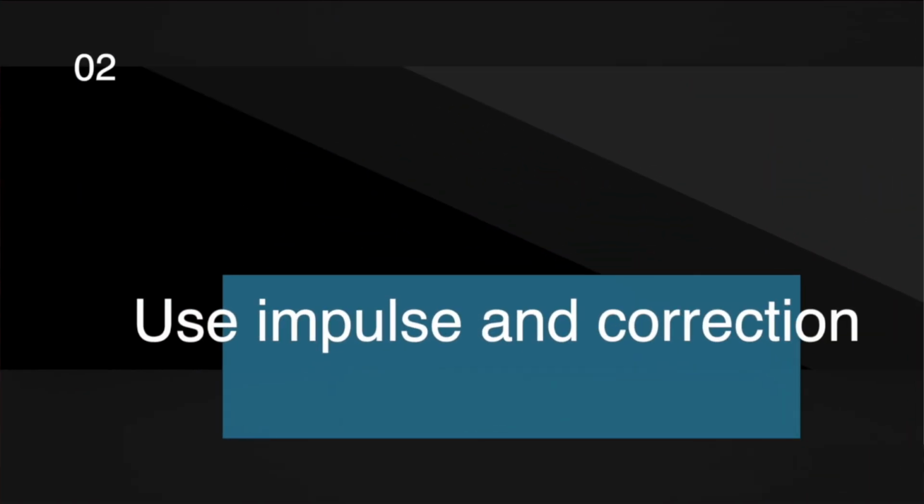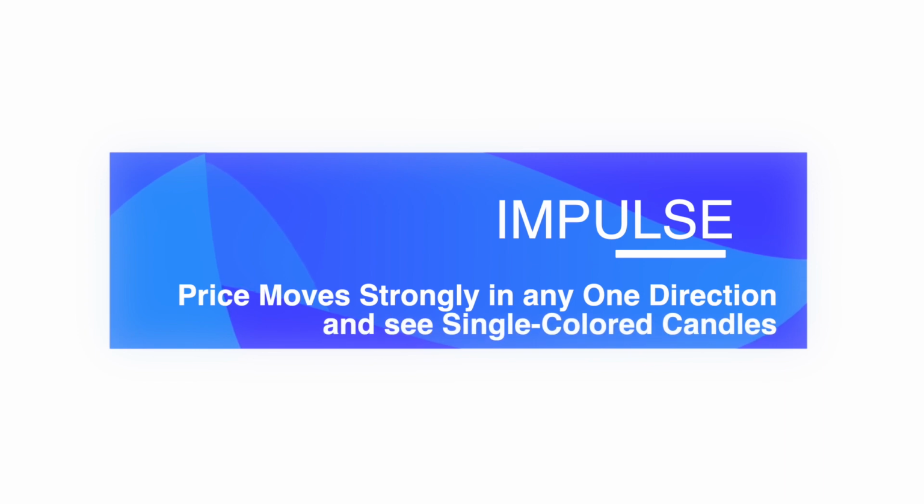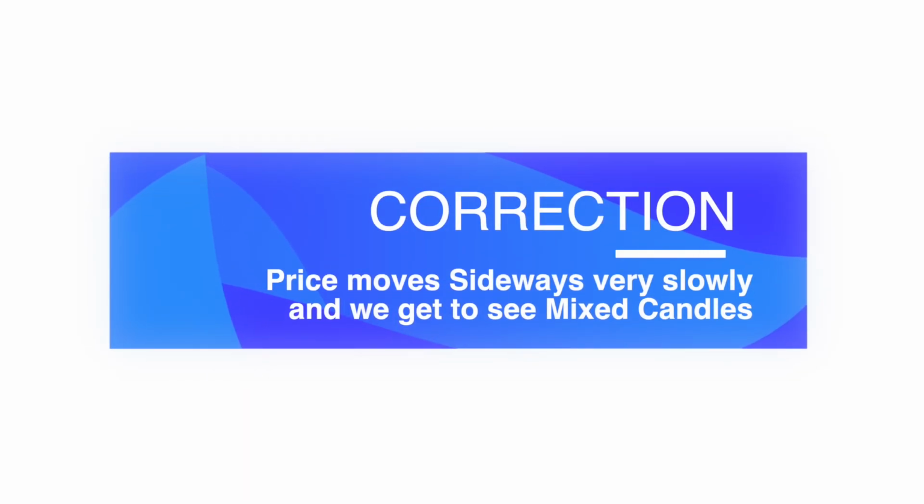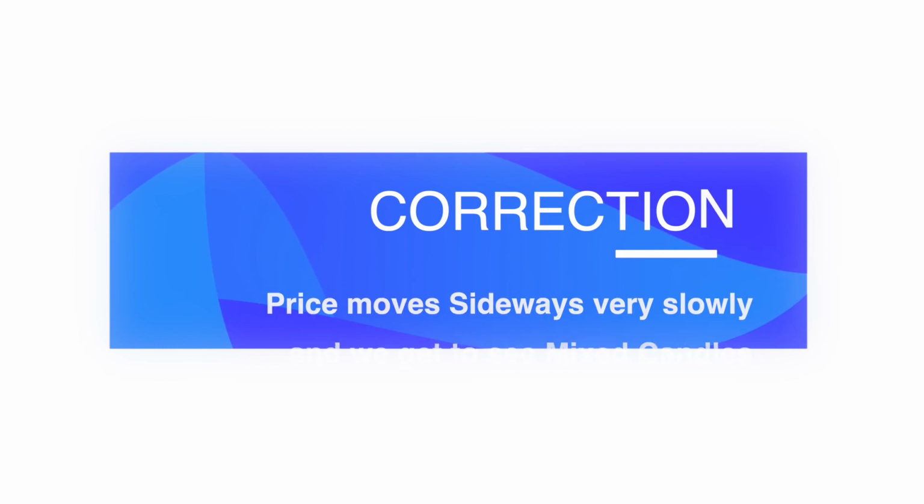After you are done finding the direction of the market, the next step is to look for impulse and correction. And for those who don't know what impulse and correction are, impulse is when the price moves in any one direction and strongly, and you mostly see single colored candles. And the correction is when the price moves sideways very slowly and we get to see mixed candles.